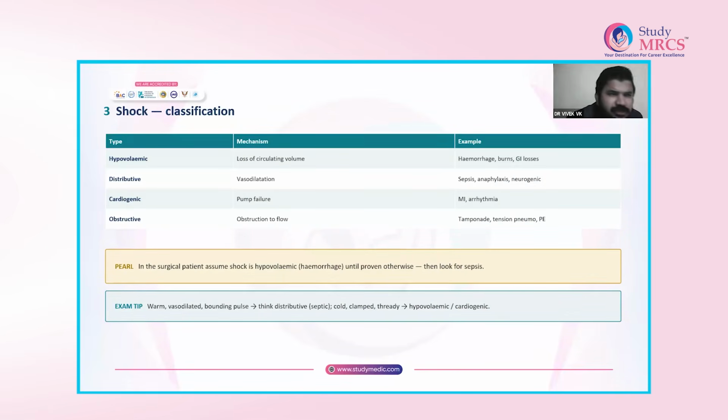Next, we are going to discuss shock. Shock means tissue hypoperfusion. So any sort of tissue hypoperfusion you can consider as shock. There are different types of shock: the hypovolemic shock, the distributive shock, the cardiogenic shock, and finally the obstructive shock.